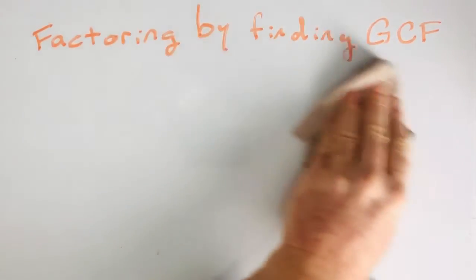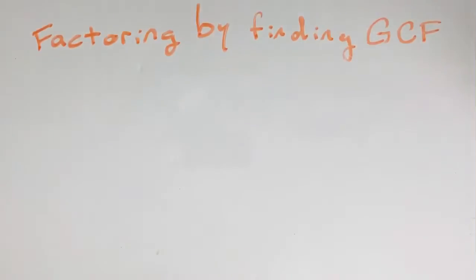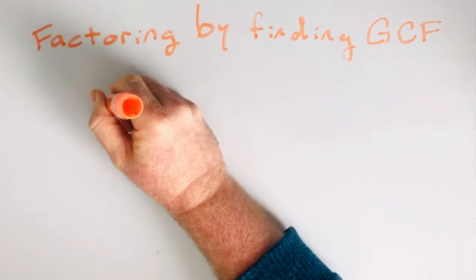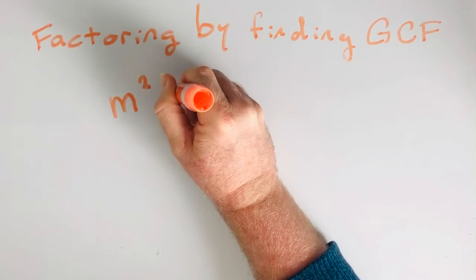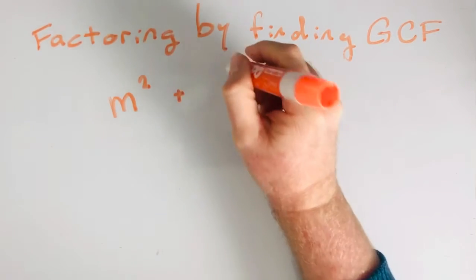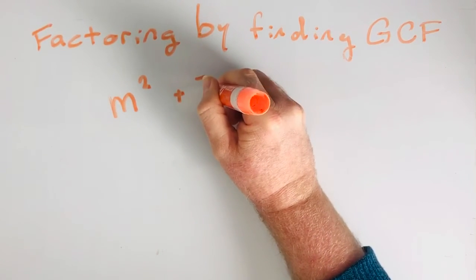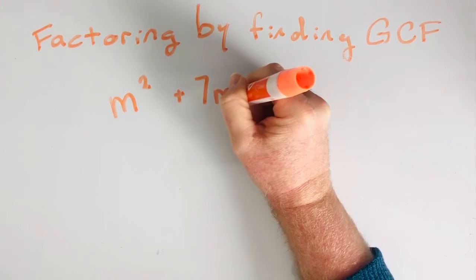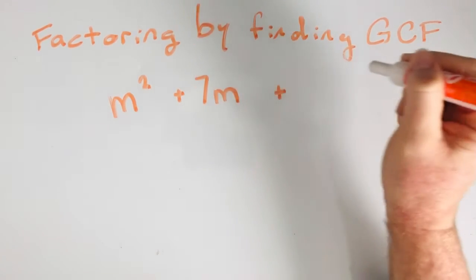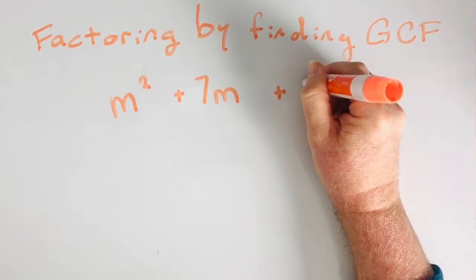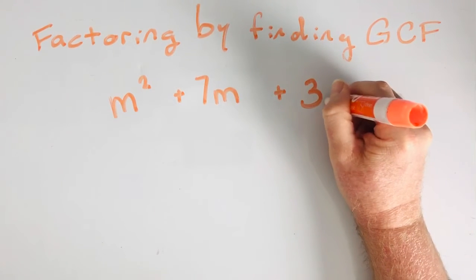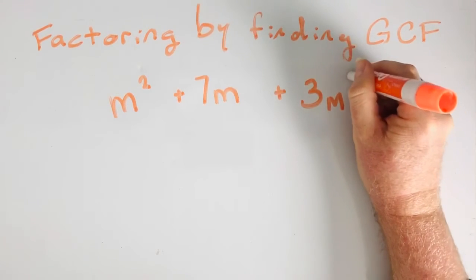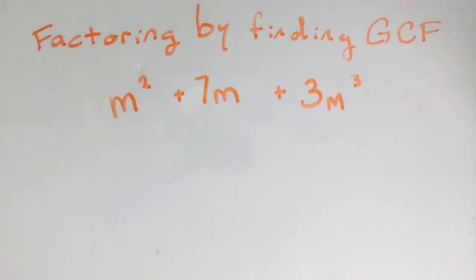All right, let's do a couple more. Sometimes, though, you have 3 terms. You might have m squared plus 7m plus, let's do 3m to the third.